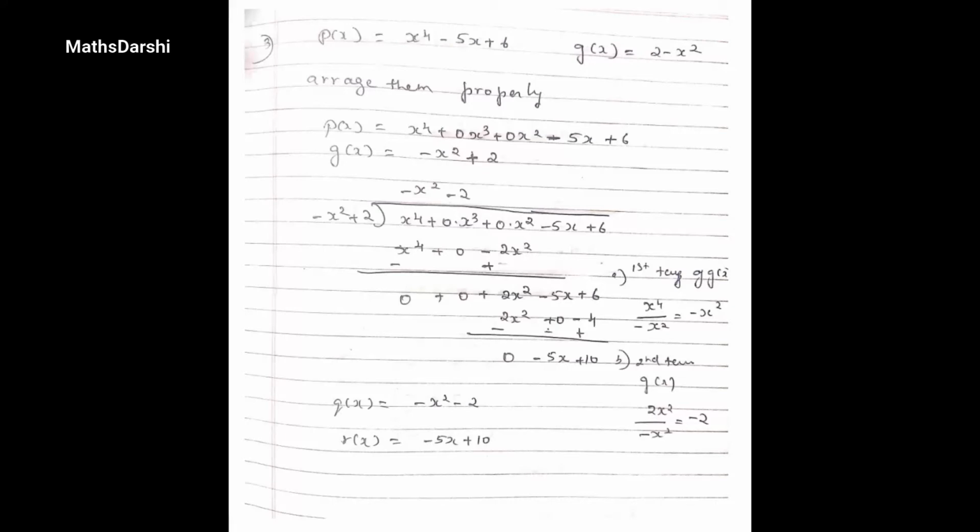Here we have the third question. In the third question, we have x to the power 4 minus 5x plus 6 and g of x as 2 minus x square. Even here we need to rearrange the g of x part. If required, we can add the leftover x powers with 0 coefficients, 0 into x power 3 and 0 into x power 2, for simplification purposes. So p of x is divided by g of x and we get the quotient and the remainder in this way.